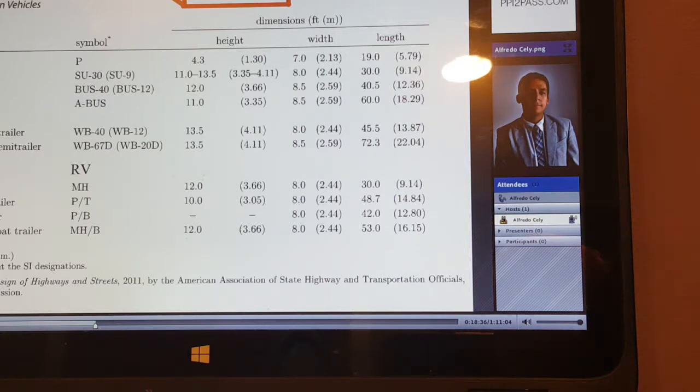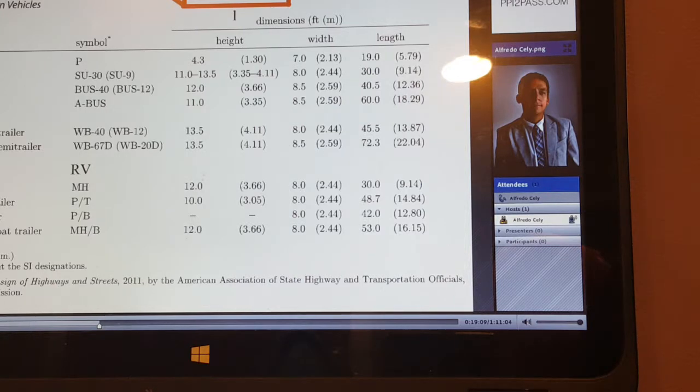So what these dimensions are giving you are a height, a width, and a length of the vehicle.